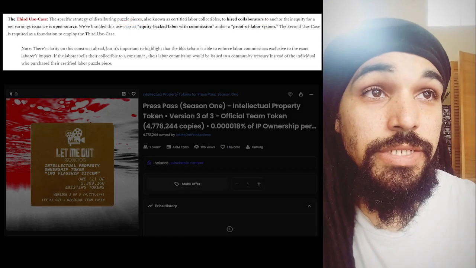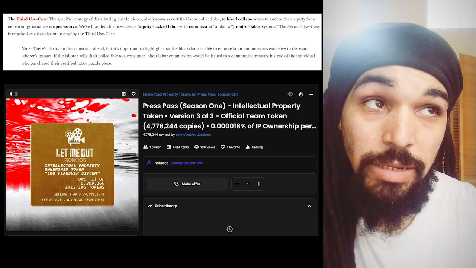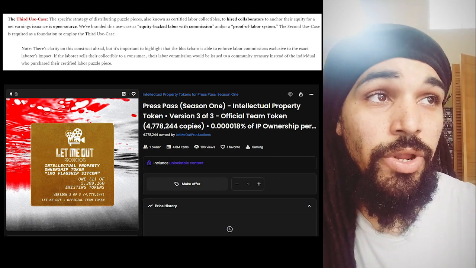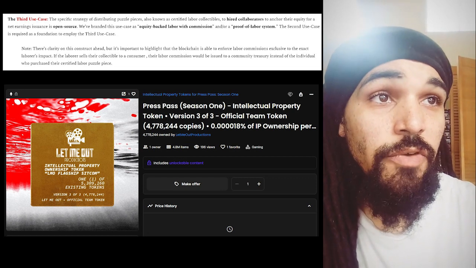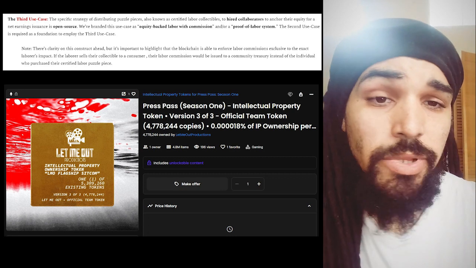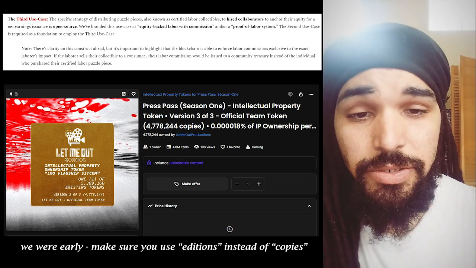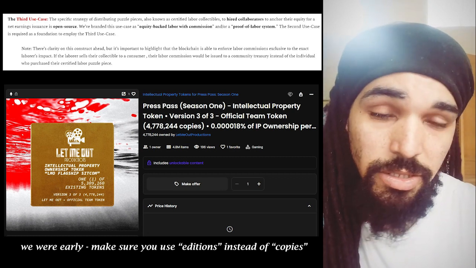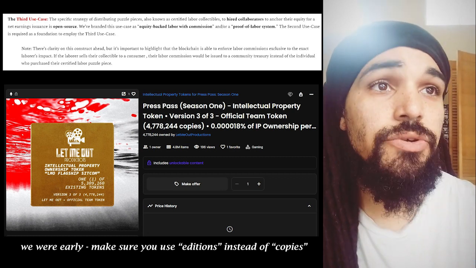The third use case is the specific strategy of distributing these puzzle pieces, also known as certified labor collectibles, to hired collaborators to anchor their equity for net earnings issuance, and that's open source. We've branded this use case as equity-backed labor with commission and or simply a proof of labor system. The second use case is required as a foundation to employ the third use case. You have to have a deed to the property that declares it as a puzzle and assigns ownership to the various token IDs that you create.